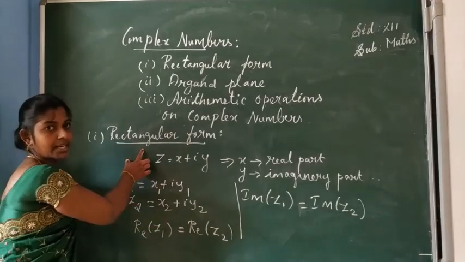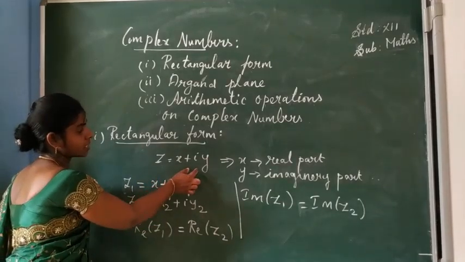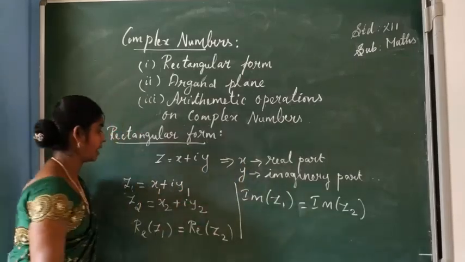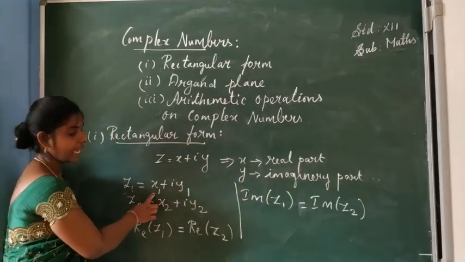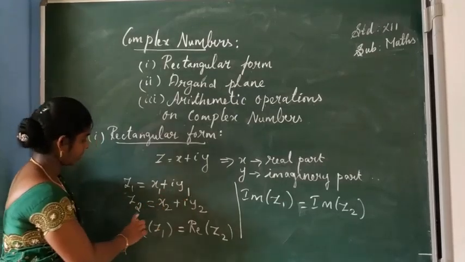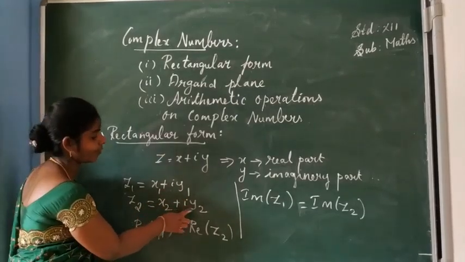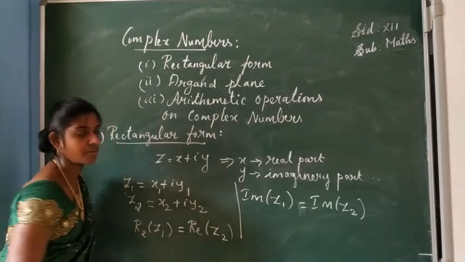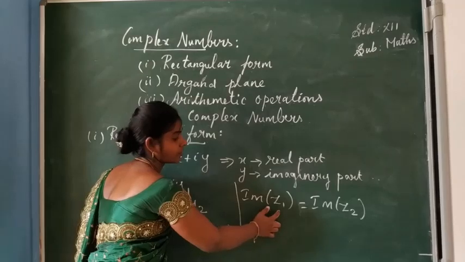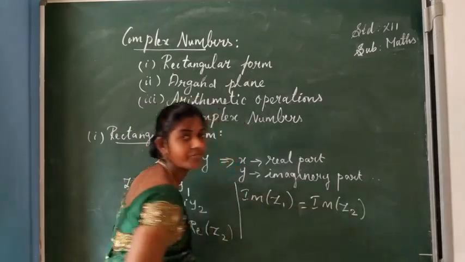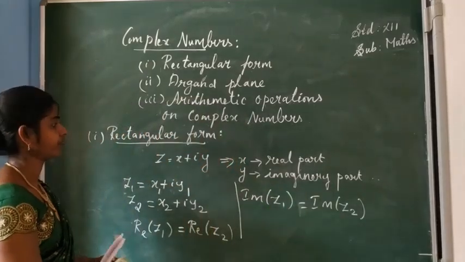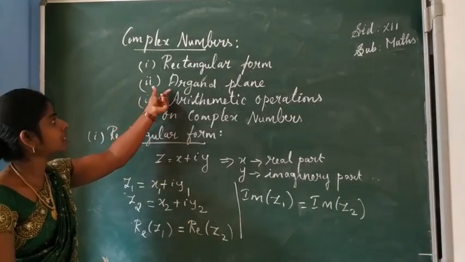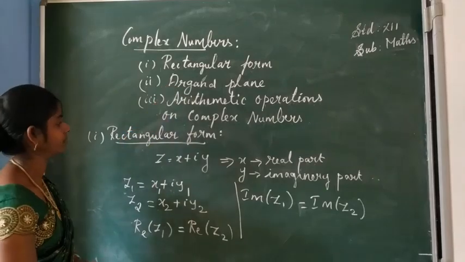That is, in the rectangular form, z equal to x plus iy. x is the real part and y is the imaginary part. So z1 equal to x1 plus iy1, z2 equal to x2 plus iy2. So the real part of z1 is equal to the real part of z2. The imaginary part of z1 is equal to imaginary part of z2. Next we move to second part, that is argand plane.